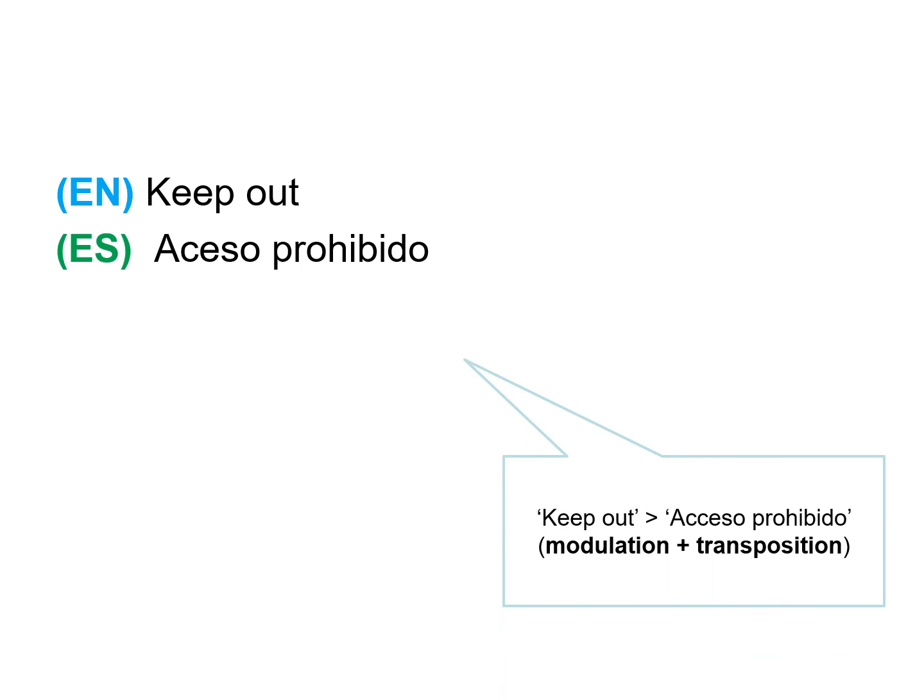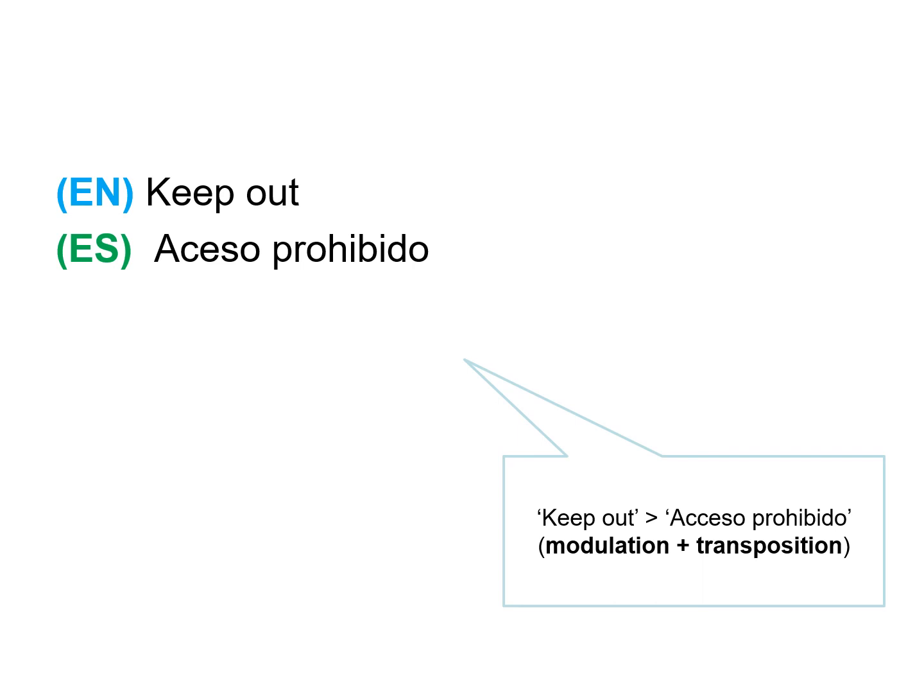Yes, keep out, acceso prohibido, we have a modulation and a transposition, which is often the case. Keep out is an imperative form of the verb. We have a verbal structure with the instruction not to stay outside, whereas in the translation we have a noun structure with a past participle, prohibido.